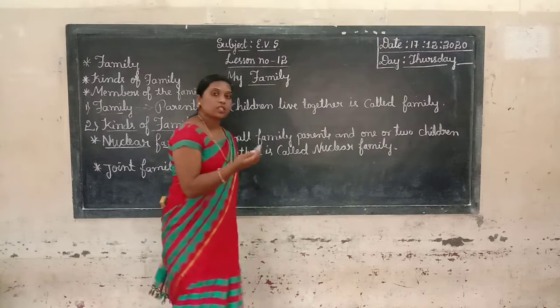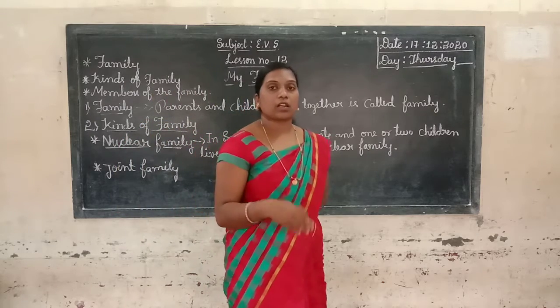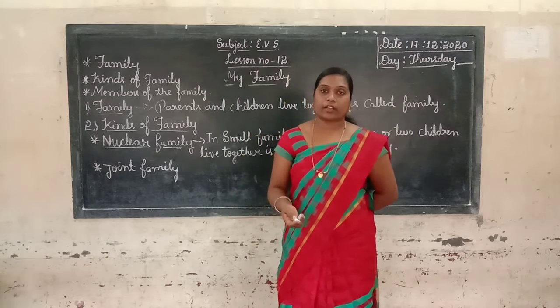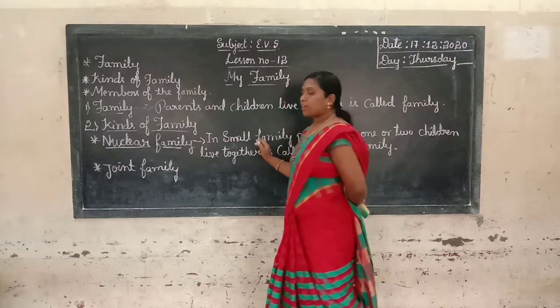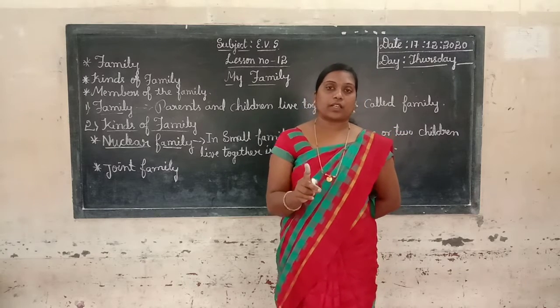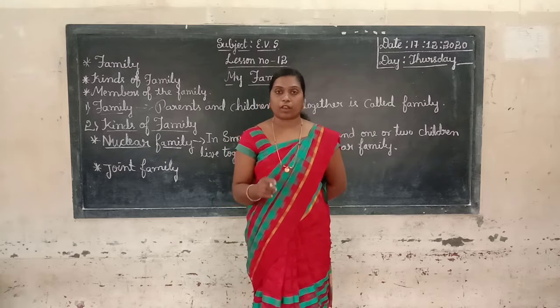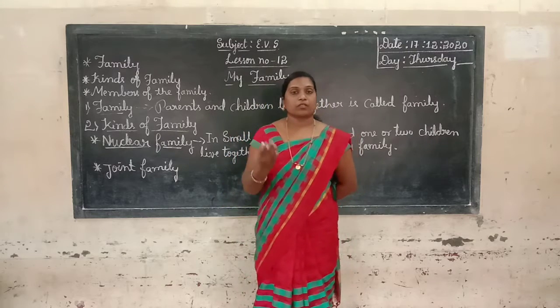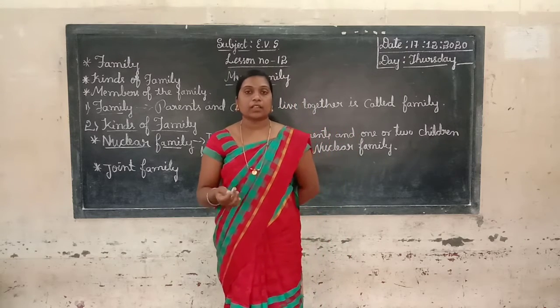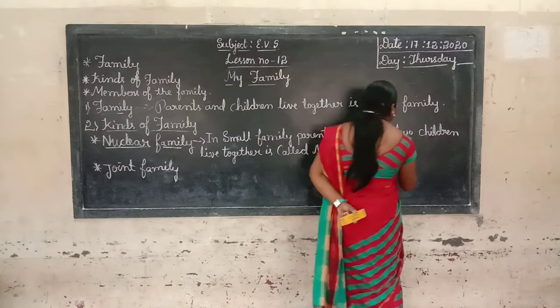Nuclear family or a small family. At least members live in a family, that is called a small family or a nuclear family. So in a small family, parents and their children, one or two children. One or two children living together is called a nuclear family. For example, father, mother, and then one or two children. Okay. Example.